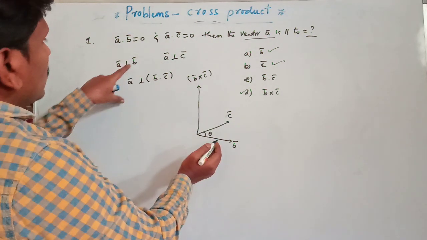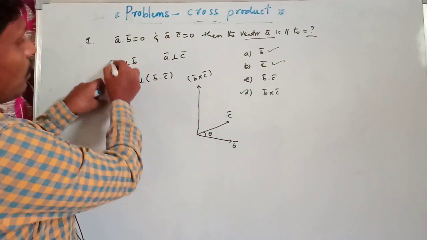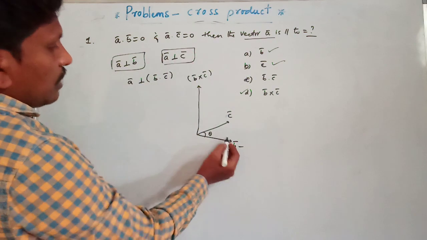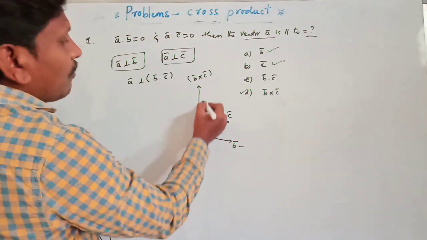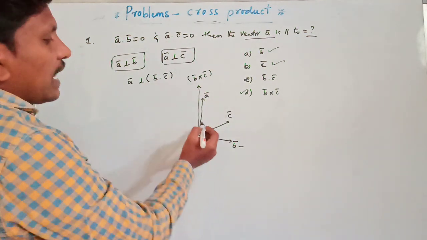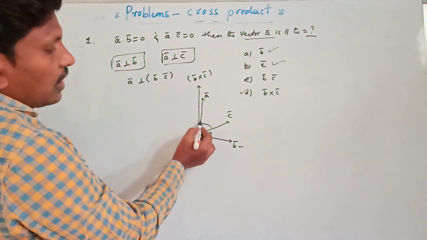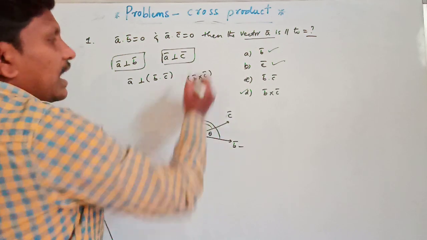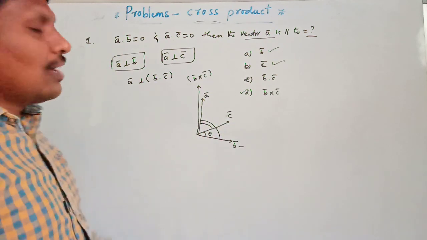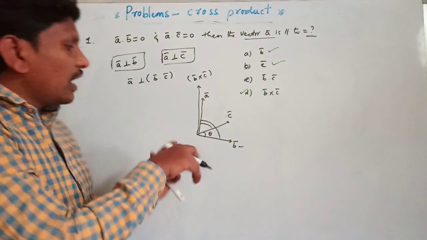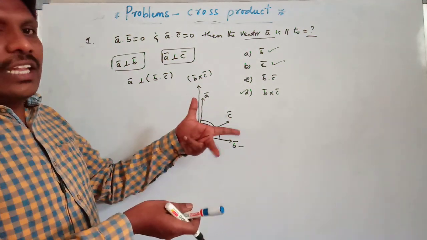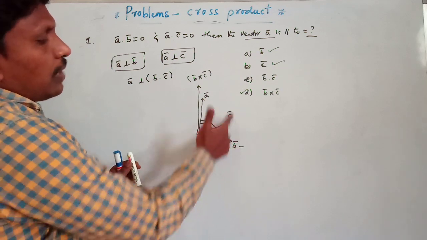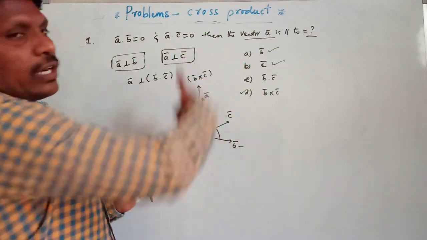A bar is a vector which is normal to B bar, and A bar is a vector which is normal to C bar. So there may be a vector in which direction, because it is normal to this one and also normal to this one, and the cross product of the two vectors is in this direction, which we already studied in the vector product. The cross product of B bar and C bar is in the upward direction.